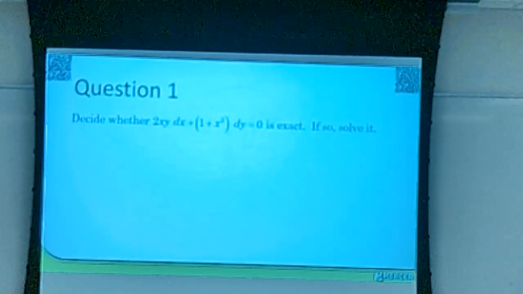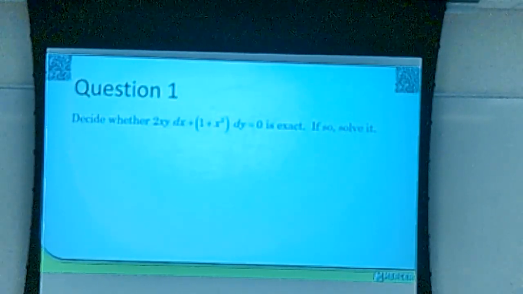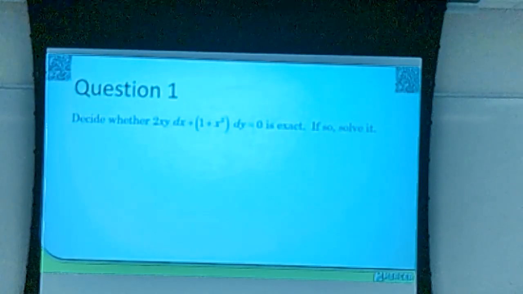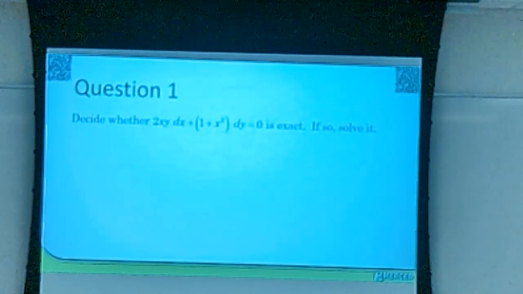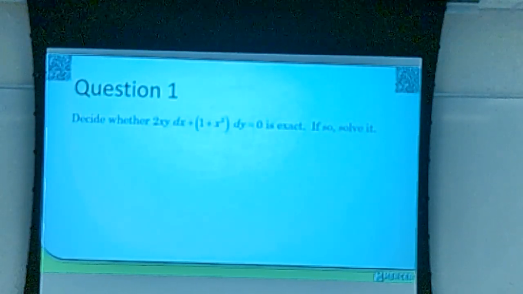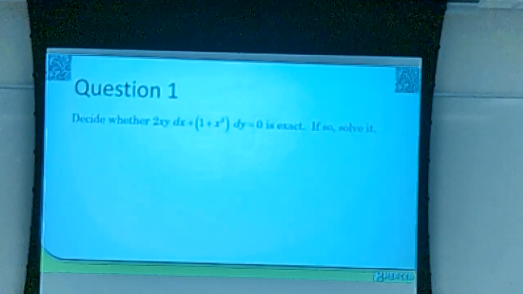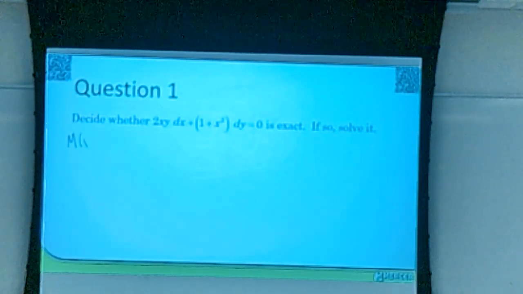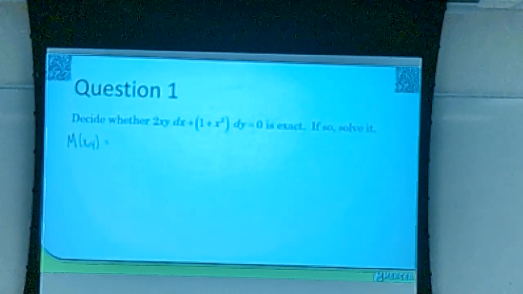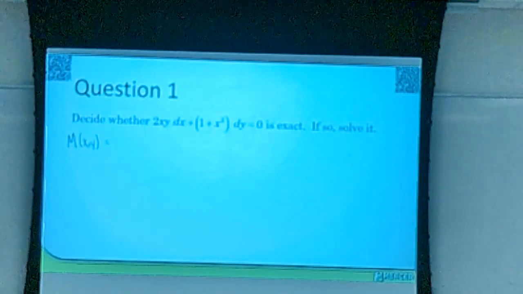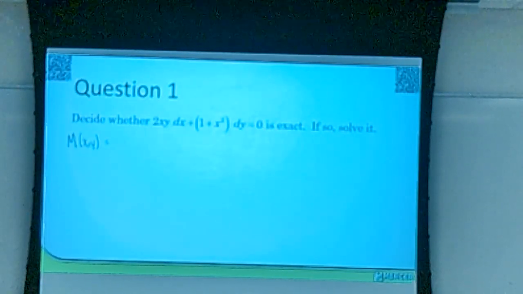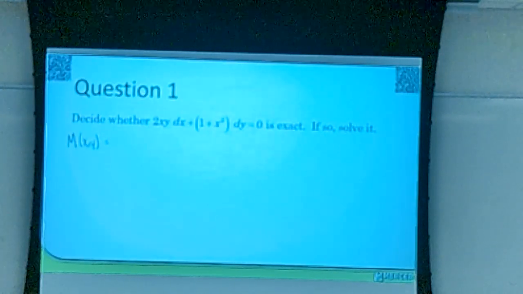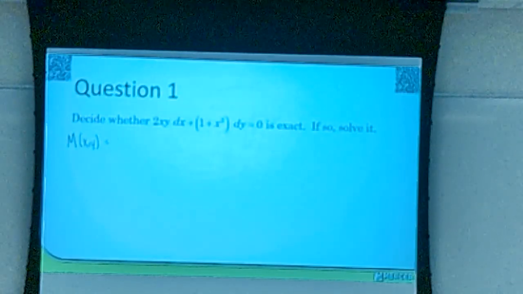Determine if it's exact. First thing you want to do, I'm not going to do this for every problem: write out your M and your N. You need to identify your M function, and that is the function attached to the dx differential. So it may not always be written in that order. You have to look for where is dx, and what's the function attached to it, that is M.